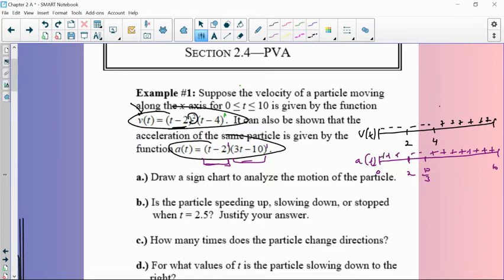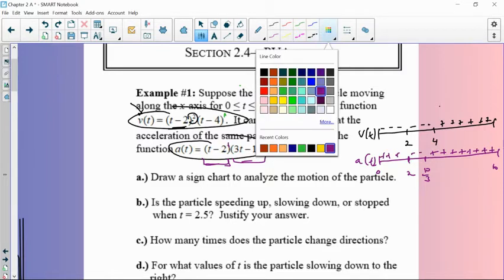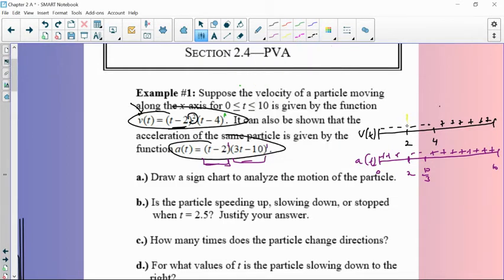Okay, and so then what I like to do is think about the different regions here. So maybe pick this yellow here. 2 seems to be a natural break, then 10 thirds, and then 4, just seeing and comparing, and there's 10 and there's 0. What's the behavior of each? So now, is the particle speeding up, slowing down, or stopped at t equals 2.5? I probably could have answered this without drawing a sign chart, but I do like seeing the sign chart.